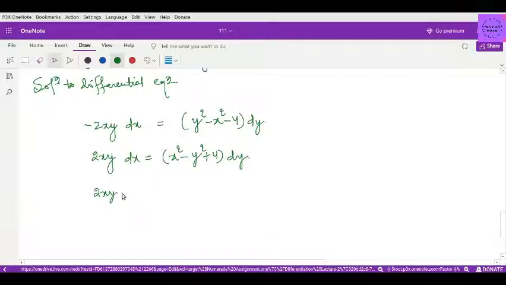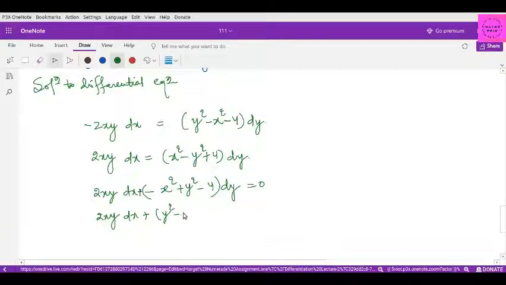Or it is 2xy dx, that is, sorry, here it is minus, because we are taking it on the left hand side. So this becomes minus x square plus y square minus 4 dy, which is equal to 0. Or it is 2xy dx plus y square minus x square minus 4 dy, which is equal to 0.